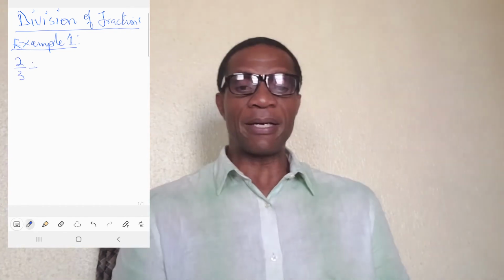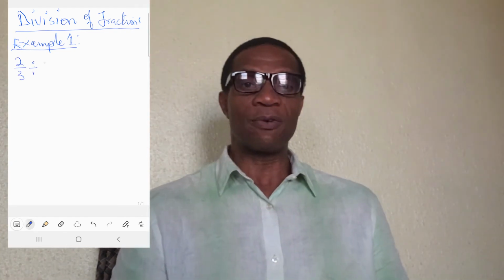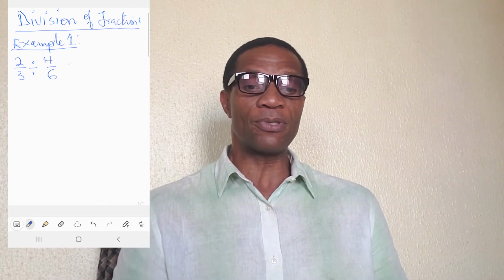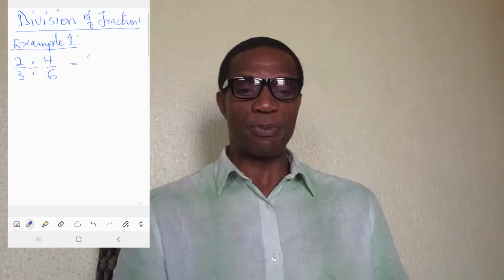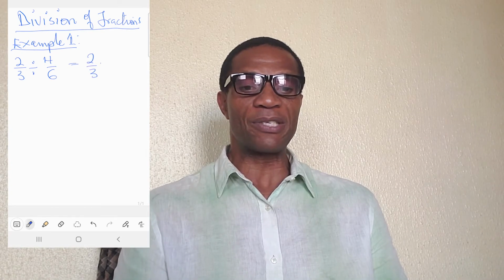So I'll take a first example of dividing fractions. I'll do 2 over 3 divided by 4 over 6. Example 1 again, 2 over 3 divided by 4 over 6. Then that will now become 2 over 3. When the sign has changed to multiplication, the right hand side becomes 6 over 4. So it becomes 2 over 3 times 6 over 4.